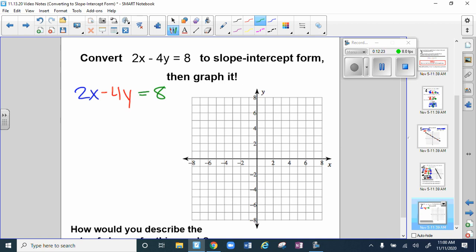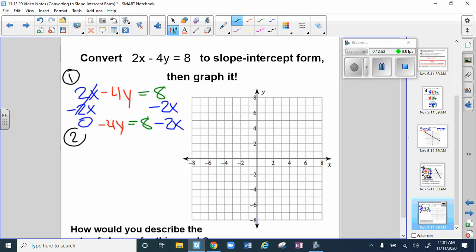Great. Hopefully you tried this. So let's go through it. So I have 2x minus 4y equals 8. My first step, I'm going to subtract 2x from both sides. 2x minus 2x, that gives me 0. And I'm left with a negative 4y equals 8 minus 2x. So that was my first step.